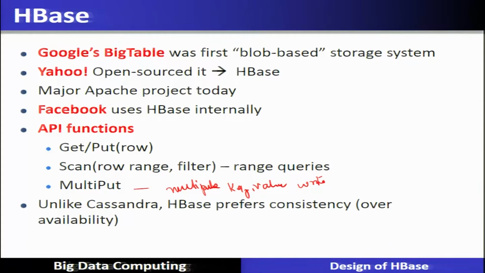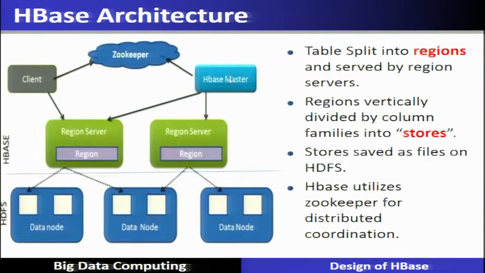Unlike Cassandra, HBase prefers consistency over availability. Cassandra prefers availability, whereas HBase prefers consistency over availability. So wherever consistency is a preferred option for the application, HBase is used, and wherever availability is more important, Cassandra is used. That is why both of them exist as NoSQL solutions.